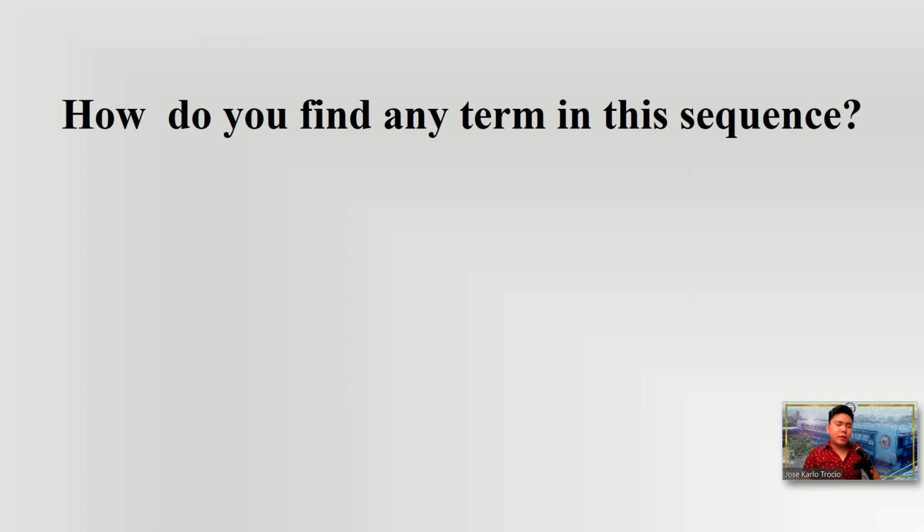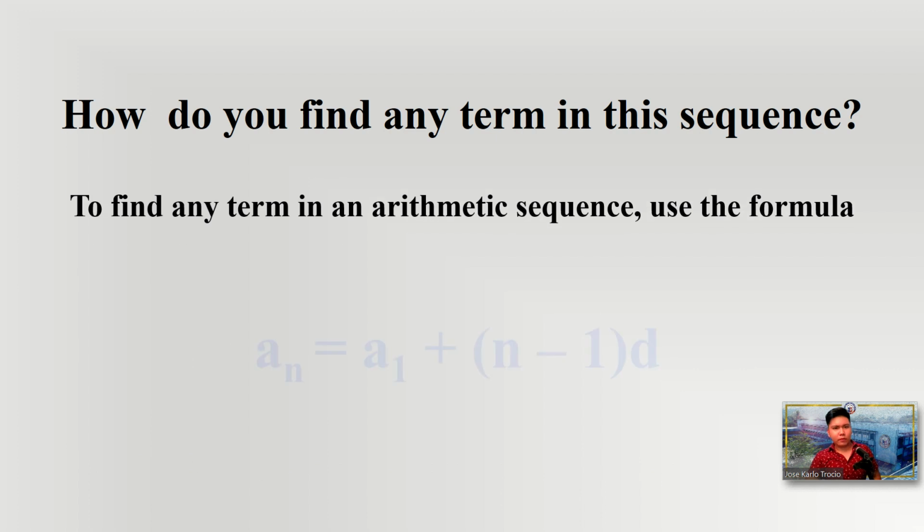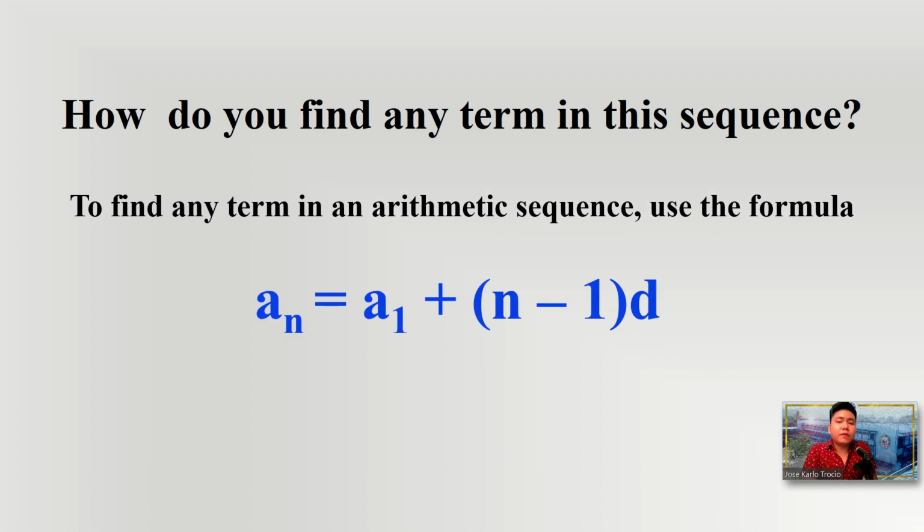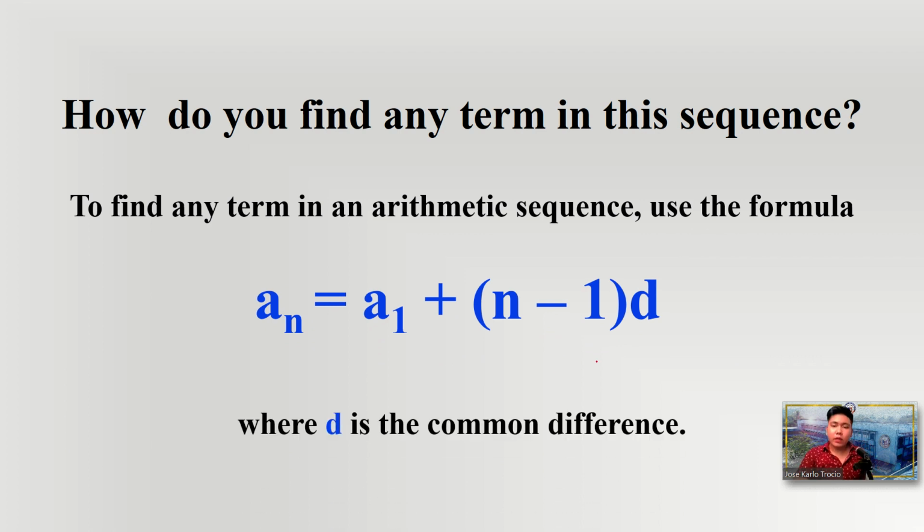How do you find any term in this sequence? Any term. Let us see. Can you memorize this formula? a sub n is equal to a sub 1 plus n minus 1 times d, where d is, as we all know, the common difference. The n is the term, right? The first term, second term, third term. And a sub 1 is the first term in the line. a sub n is the term which you are looking for.